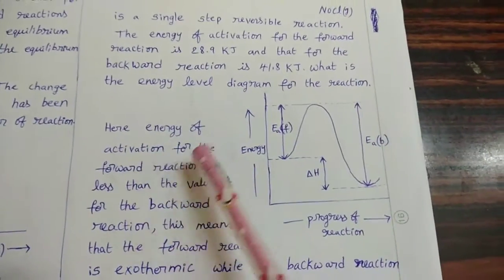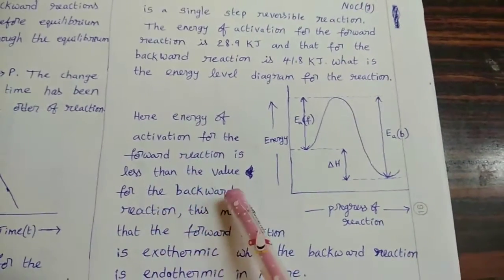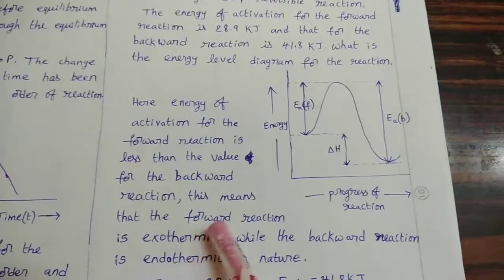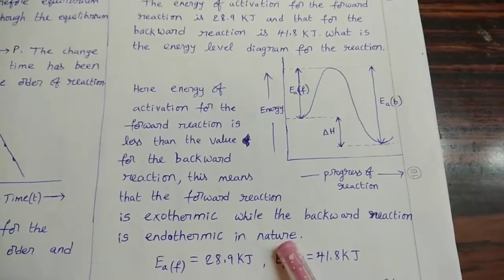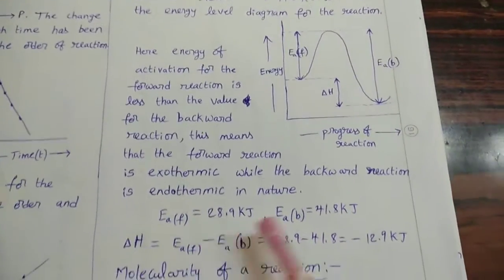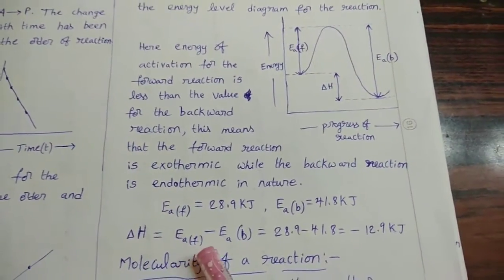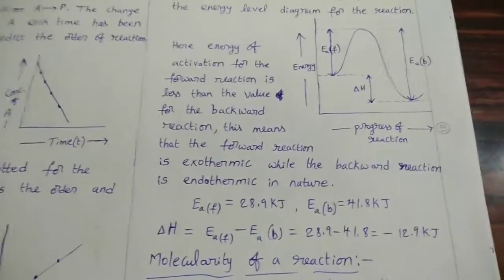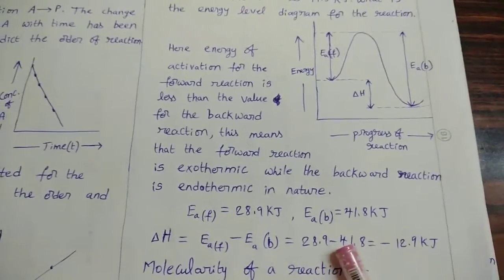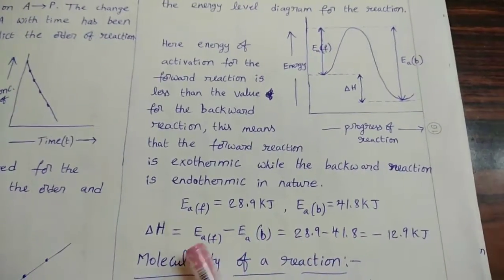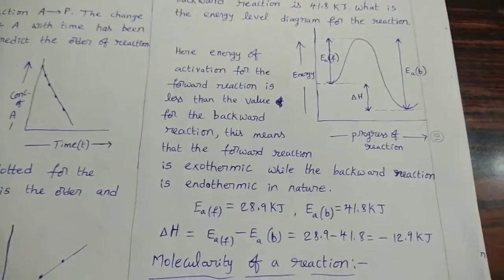See this, here the energy of activation for forward reaction is less than the value of backward reaction. This means the forward reaction is exothermic while the backward reaction is endothermic. So delta H equals activation energy for forward reaction minus activation energy for backward reaction. Substitute the values, we get negative. Already we know that delta H value is negative for exothermic reaction.